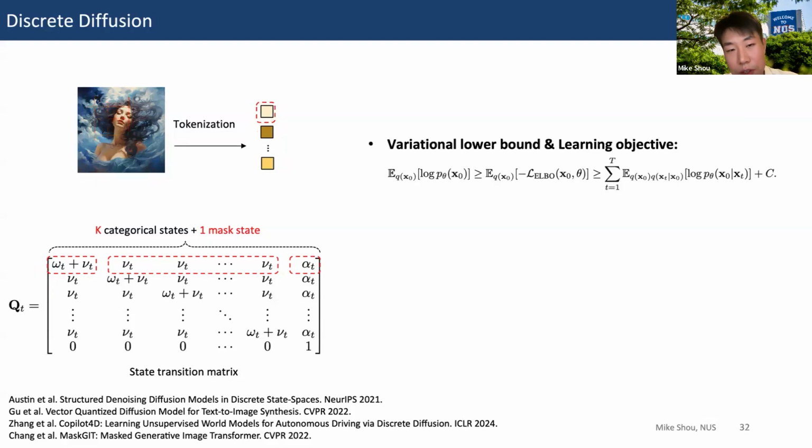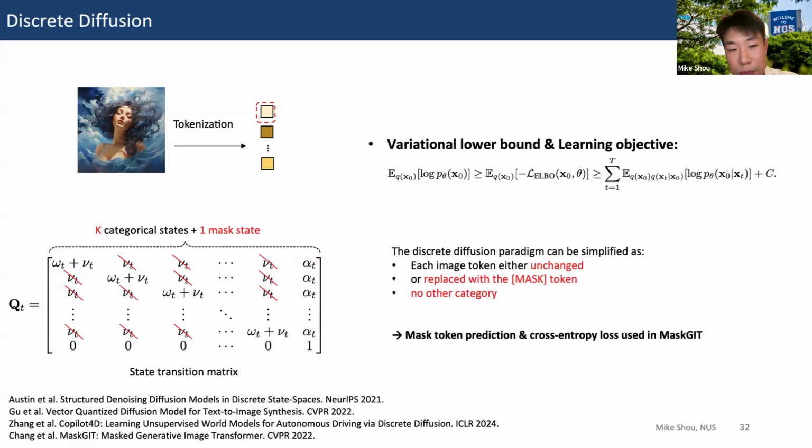If you derive the variational lower bound and the learning objective, it will look like this, pretty much consistent with the continuous diffusion. What's more interesting is that this discrete diffusion paradigm can be even simplified. We can add a very strong constraint that each image token, during this transition process, can only either stay unchanged, which means it transits into itself, or be replaced with the mask token, which is the last state. All the other possibilities, all the other categories, we do not allow, and you can just remove them. This ends up with a very simple mask token prediction paradigm that was used in the previous MaskGIT.